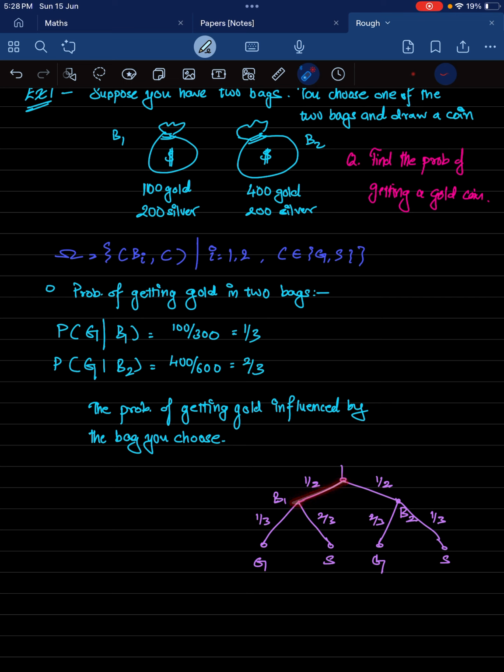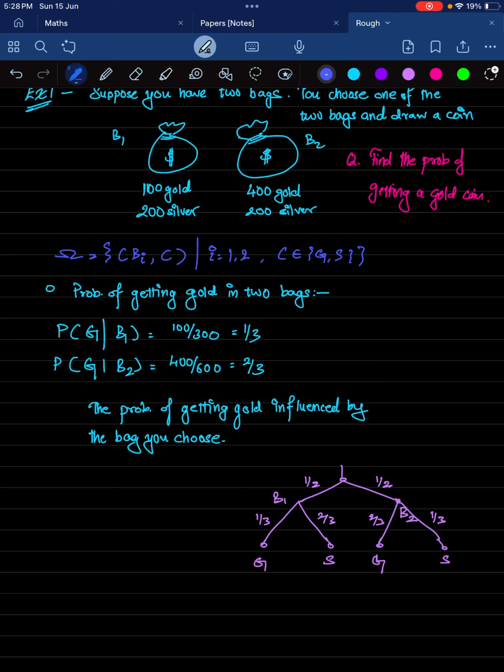Let's go in the bag 1 path. So in the bag 1 path, what's the probability of striking gold? So there are 100 gold coins and 200 silver coins. So obviously the probability of striking gold, given that you selected the bag 1 path, is 1/3. And similarly, if you go down the bag 2 path, then your probability of striking gold there will be 2/3.